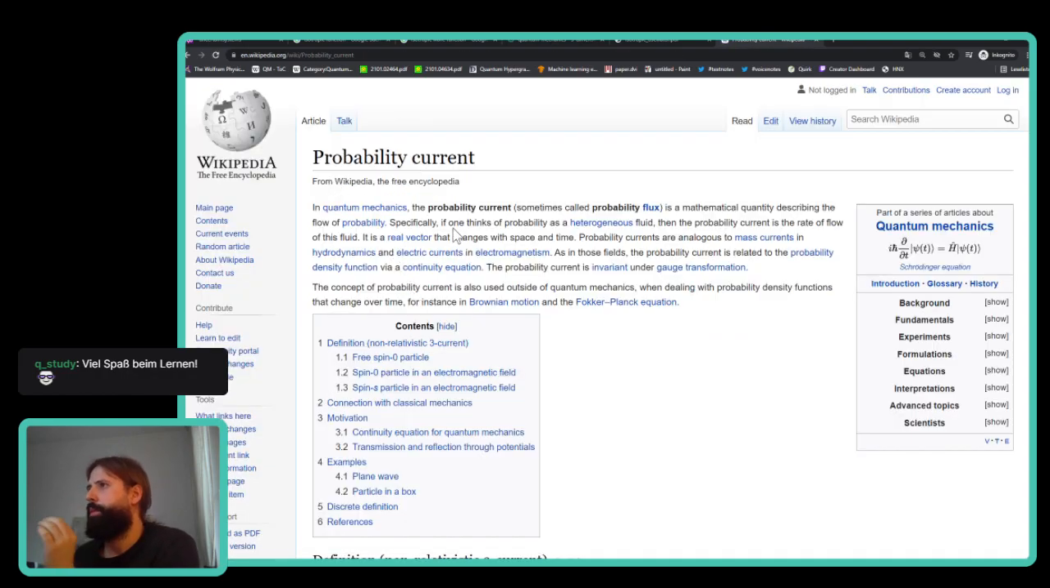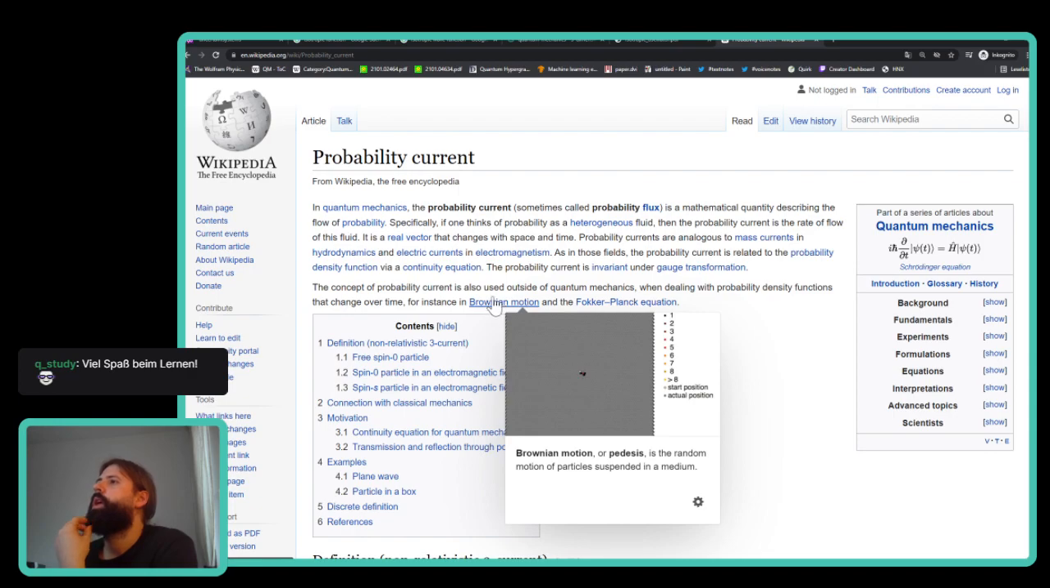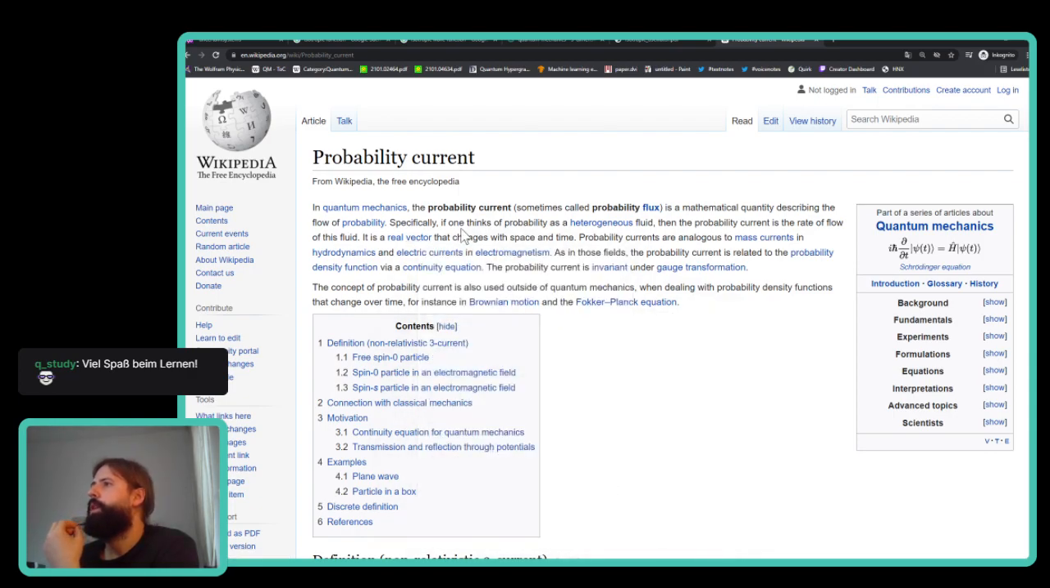In quantum mechanics, the probability current, sometimes called probability flux, is a mathematical quantity describing the flow of probability. Specifically, if one thinks of probability as a heterogeneous fluid, then the probability current is the rate of flow of this fluid. It is a real vector that changes with space and time.